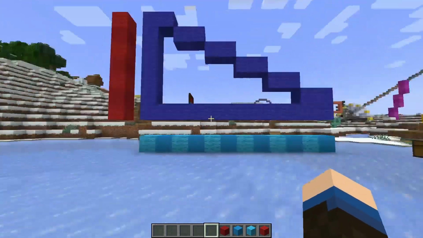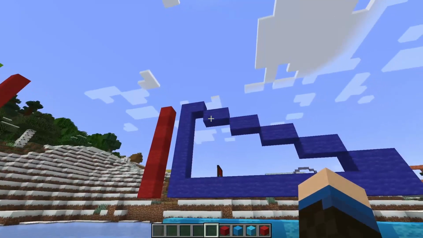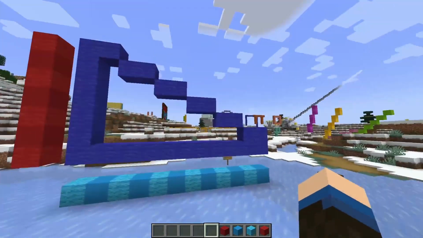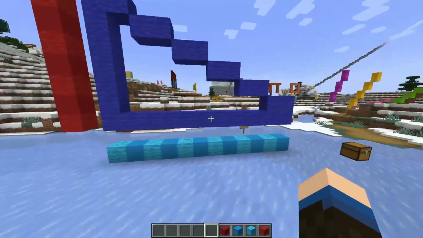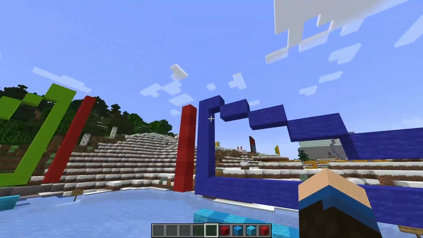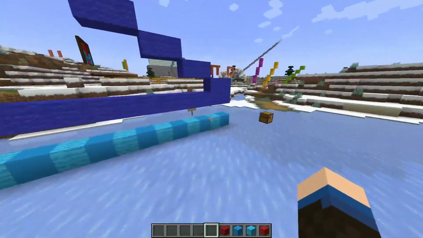So if we know the distance across, and we know the distance up, then what's the length of the diagonal? This is a famous rule you probably learnt in school. The length of the diagonal is the length of the longest side. So for example, here we have sides of 10 and 6, and the diagonal is also 10 blocks, which just matches up with this one.